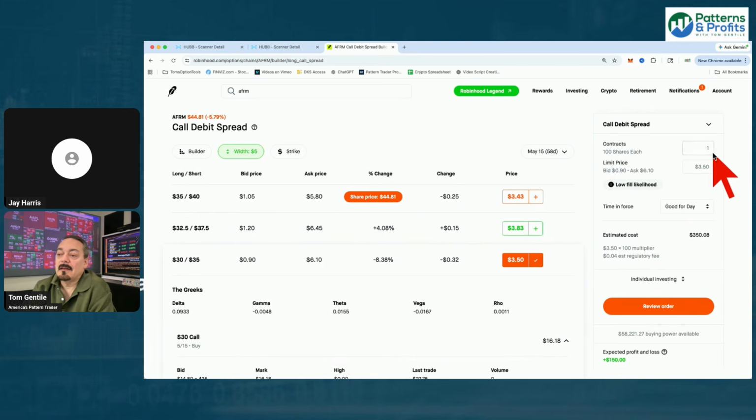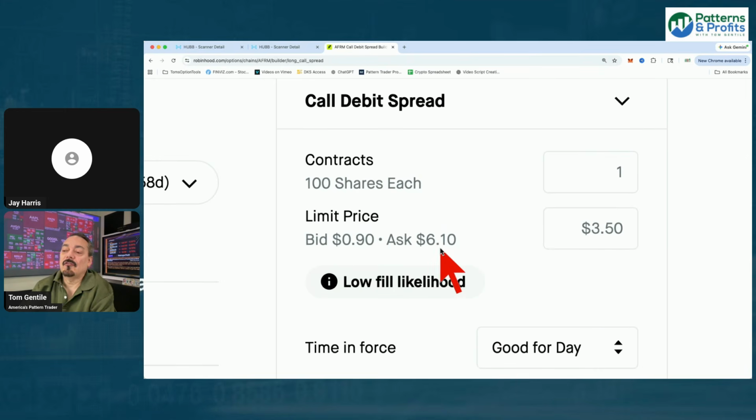Again, this is one I'm just showing you as a case study. I wouldn't put it on simply because the slippage on this thing is way too high right now. It's showing 90 cents by 6.10, and no one would do anything like that. But that 3.50 right in the middle is not bad.